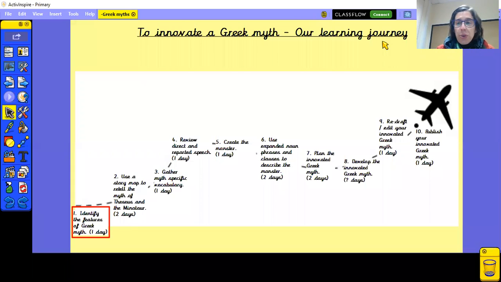If you're curious about what we are going to do this term and in this unit, these are like the main points we are going to go through. So we're here today at the start, looking at the features of Greek myth. And then obviously we will go along looking at grammar work and at the end at redrafting and editing and publishing your innovative Greek myth. So lots of work to do during this term.